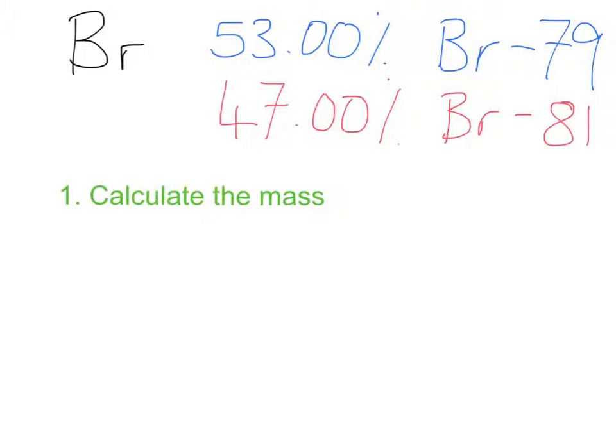Step 1. Calculate the mass. In this example, it's very easy. We're already told the mass. We're told the mass of bromine 79 is obviously 79, and bromine 81 is obviously 81. By mass, we're talking about the atomic mass, not to be confused with the previous slide talking about atomic number. They are different. So, the atomic mass is the same as the mass of an atom. So, it would be the number at the top.